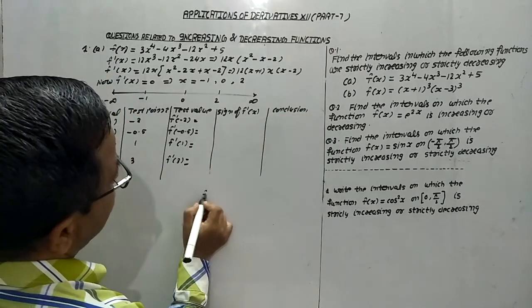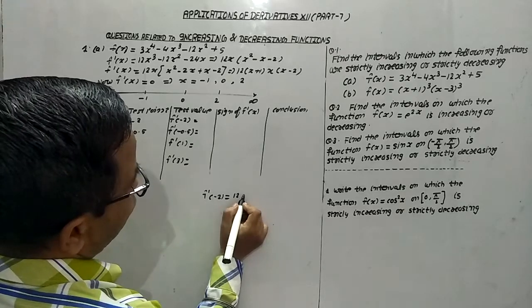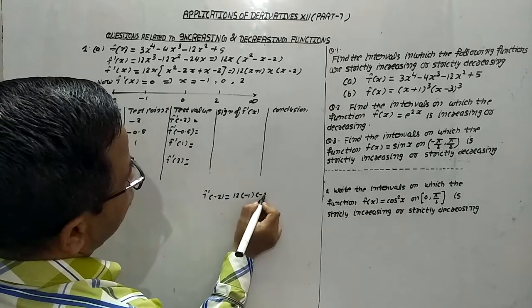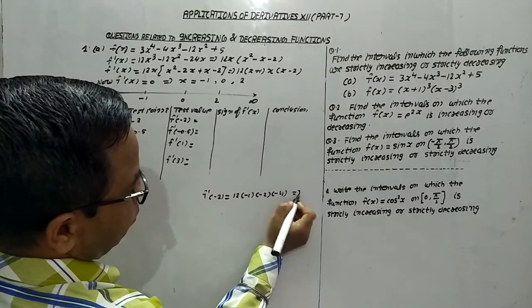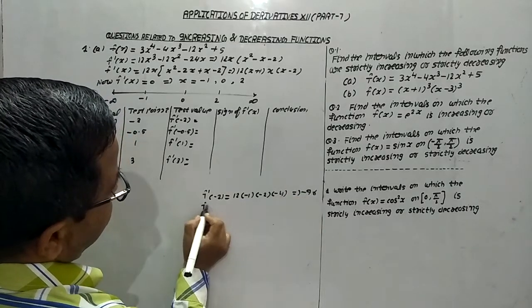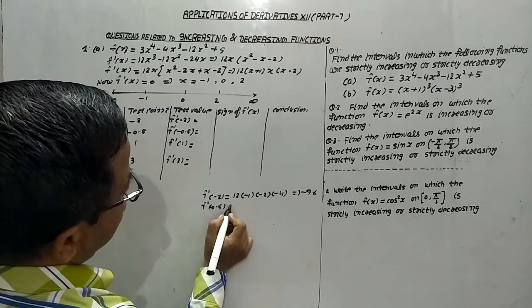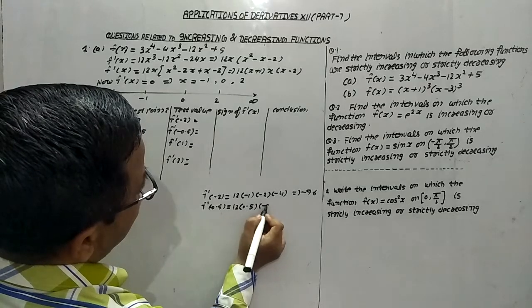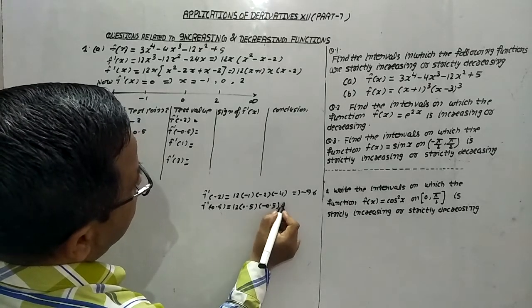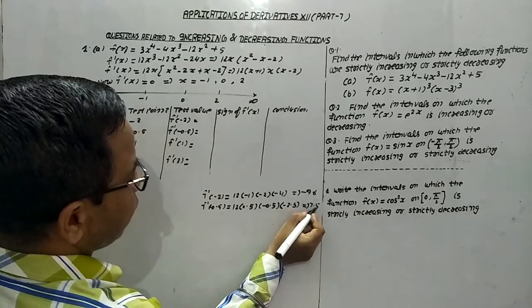First of all, we will find f'(−2). f'(−2) means 12 into −1 into −2 into −4, and this becomes −96. Then f'(−0.5). It means this becomes 12 into −0.5 into 0.5 into −2.5, and it means this becomes 7.5.